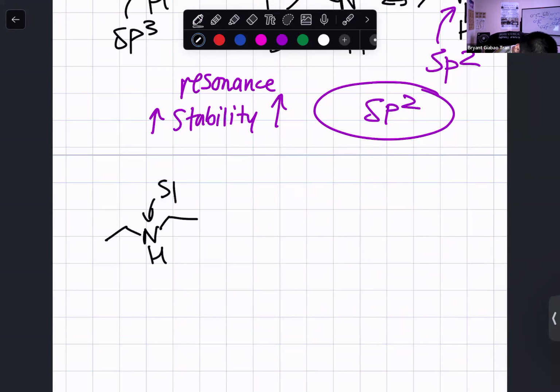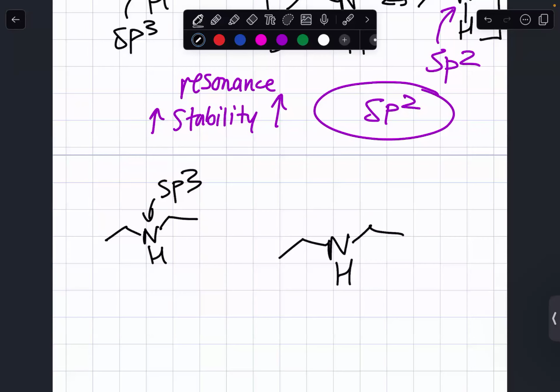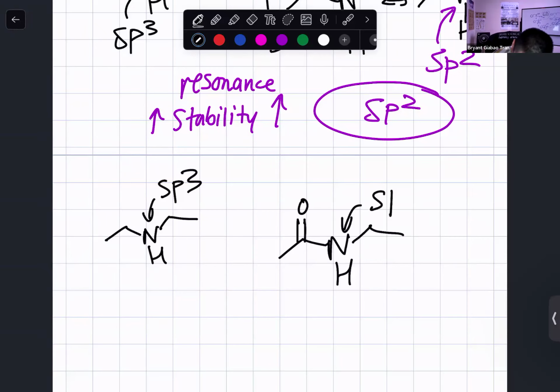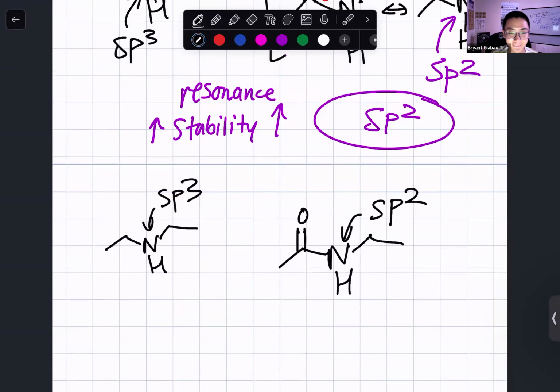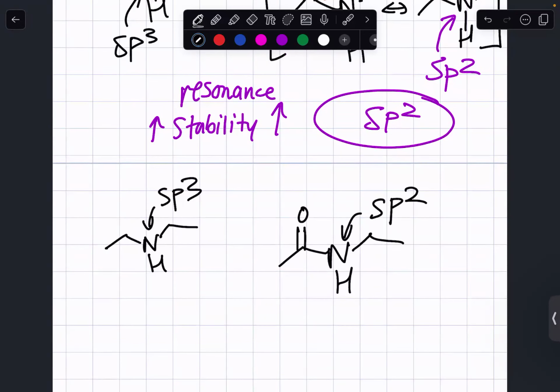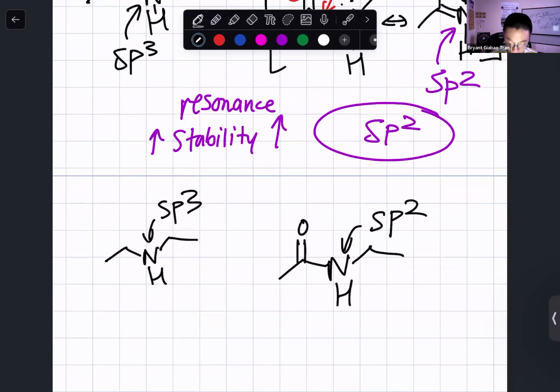So this nitrogen here is sp3. This nitrogen here is sp2, right? So keep that in mind. If the nitrogen with the pair of electrons can do resonance, it's sp2. If a nitrogen with a pair of electrons cannot do resonance, it stays as sp3. That's the tricky thing that I mentioned earlier at the beginning of the session.